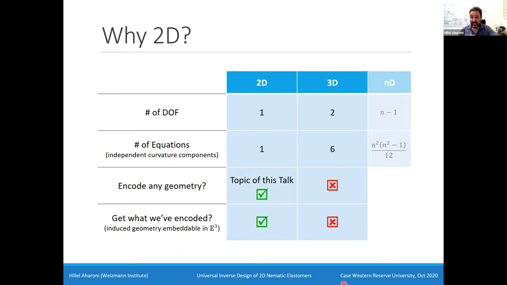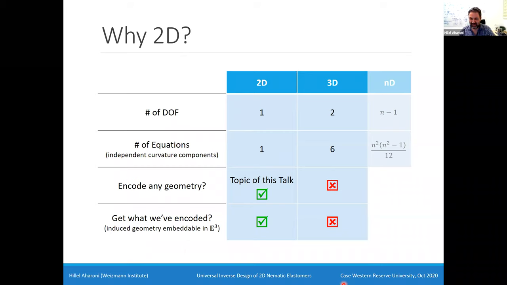And in two dimensions, if we make a very thin, flat sheet and give it an arbitrary geometry, let's say it's smooth enough, then if it's thin, it will just buckle out of the plane and make this curved geometry. A general smooth two-dimensional geometry could be embedded in 3D space, so we will be able to see what we program into the material. The bottom line is that in two dimensions, we can program any geometry or shape into our thin nematic elastomer sheet, and this program can execute and we will be able to actually see that shape. Are there any questions until now?